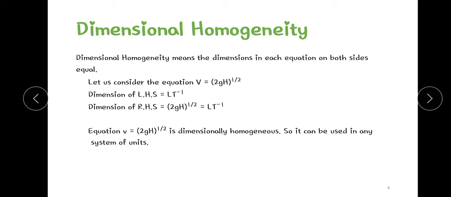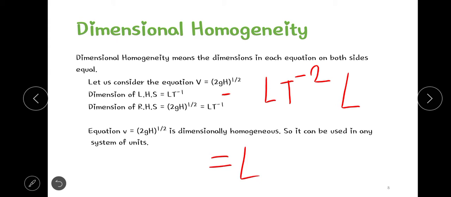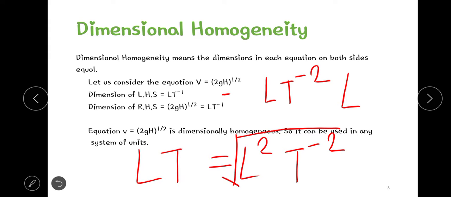Now we will see on the right side here, 2 is dimensionless, of course, and g is acceleration. So the dimension of acceleration is L t minus 2, into h. The dimension of height h is L, so it will be L2 t minus 2, and with the square root of this, it is 2. So we will get L t minus 1.